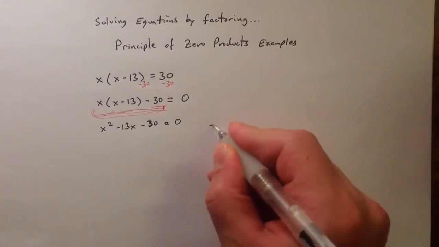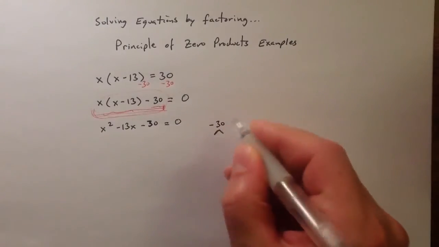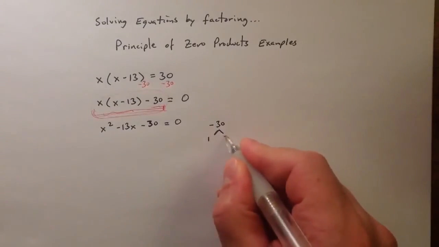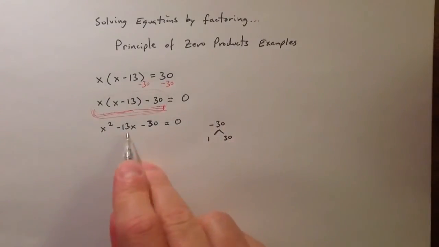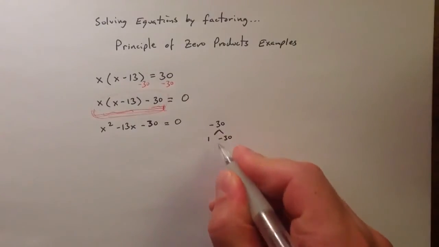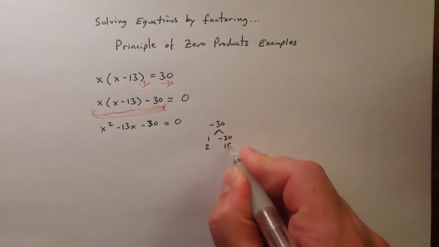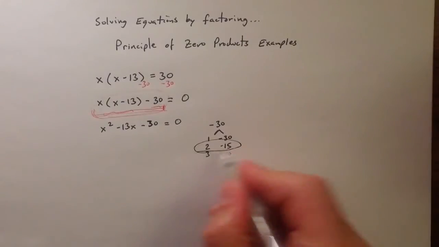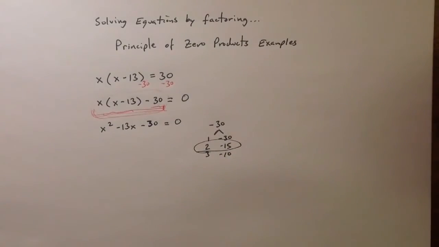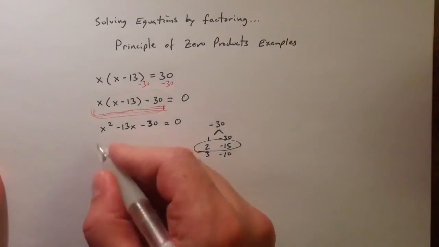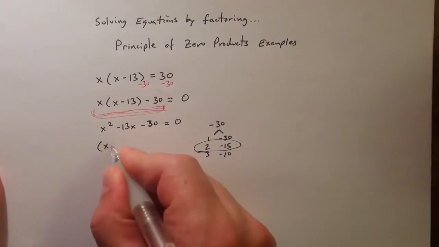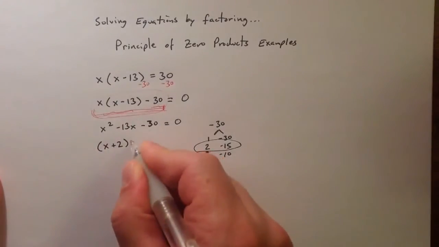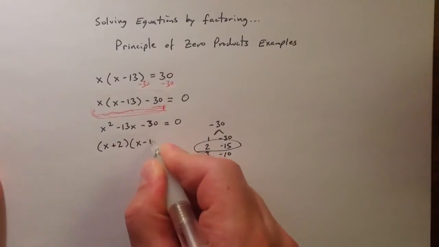So the factorization that works with negative 30 is, if you think about the factors of 30, I want the factors to add up to a negative number, so the larger one has to be negative, and the factors that are going to work are 2 and negative 15. Right? Those will add up to a negative 13 in the middle. So the factorization is going to be x plus 2 times x minus 15.